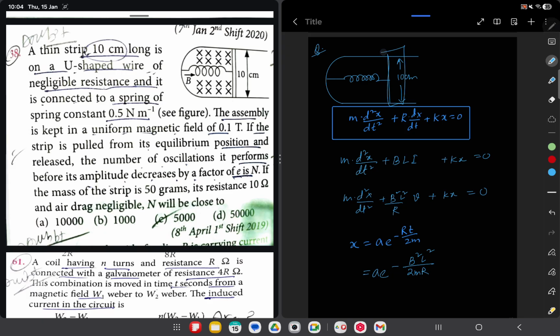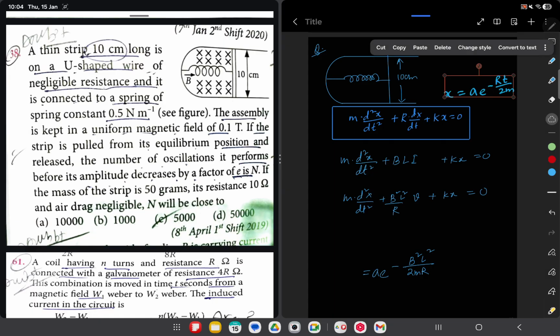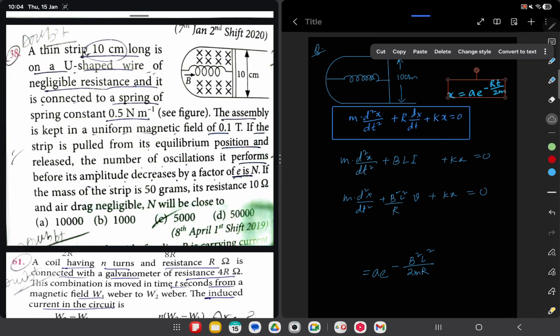So this is a strip. For this strip, the length is 10 cm. Now you know that this is a case of damped oscillation, and for damped oscillation this is the general formula, and this is the formula for the amplitude after time t: x equals a e to the power minus rt by 2m.